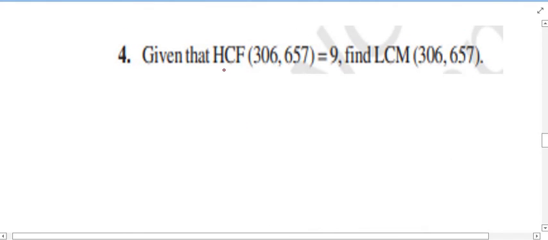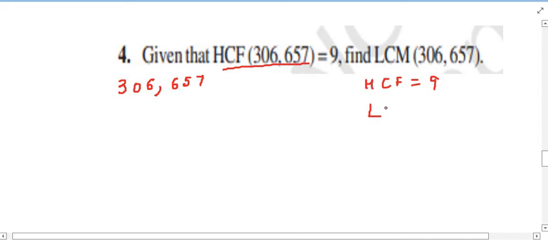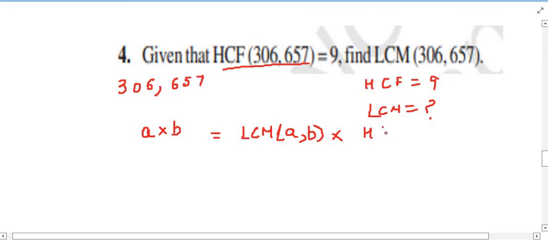In this question we are given the HCF of two numbers and we have to find the LCM. So the given numbers are 306 and 657. Their HCF is given to us, 9. We have to find the LCM of these two numbers. So we know the relation between two numbers, that if A and B are the two numbers, if we multiply them, their product should be equal to the product of their LCM and their HCF.